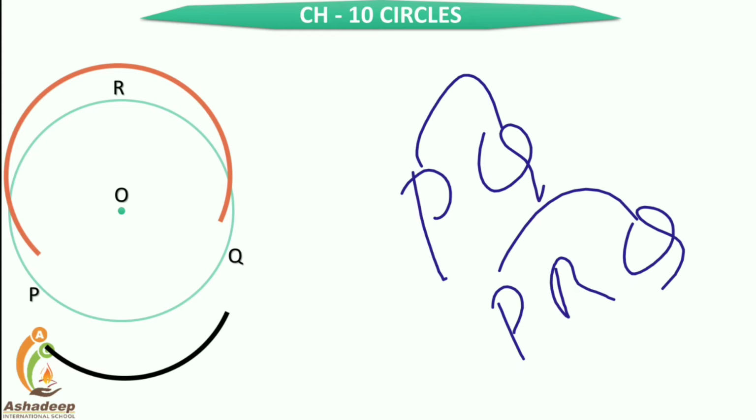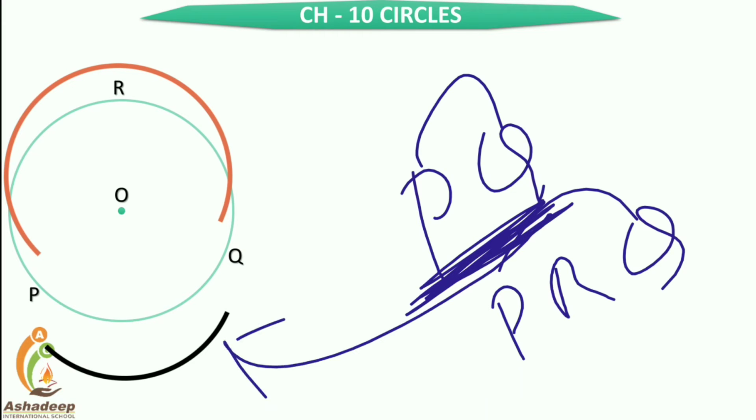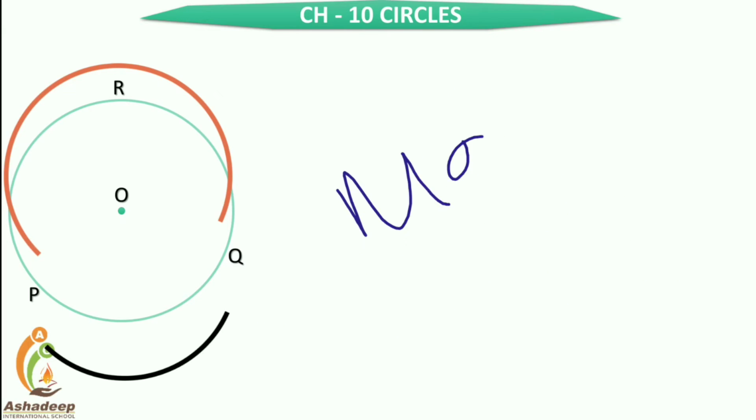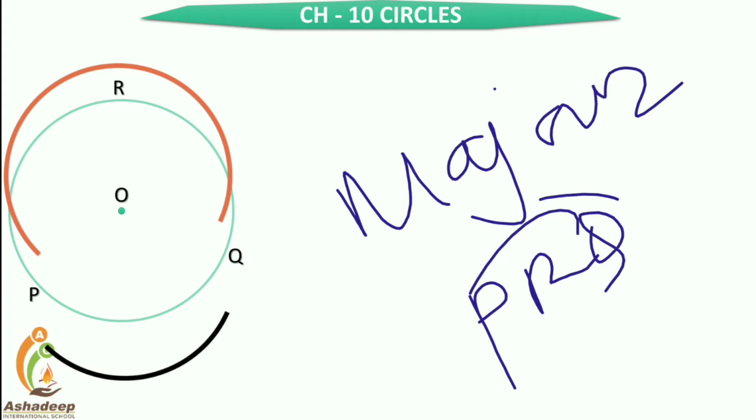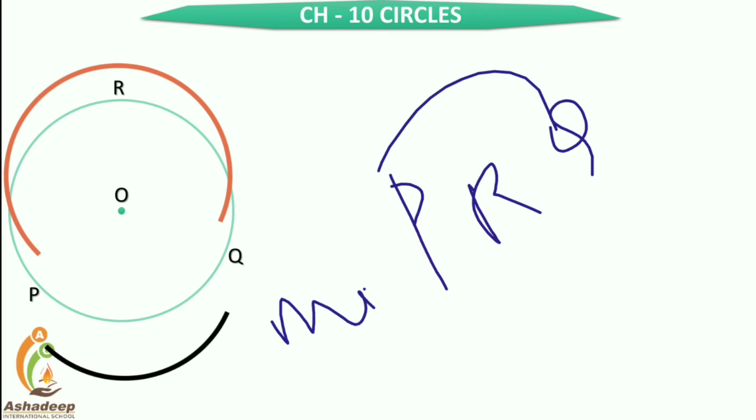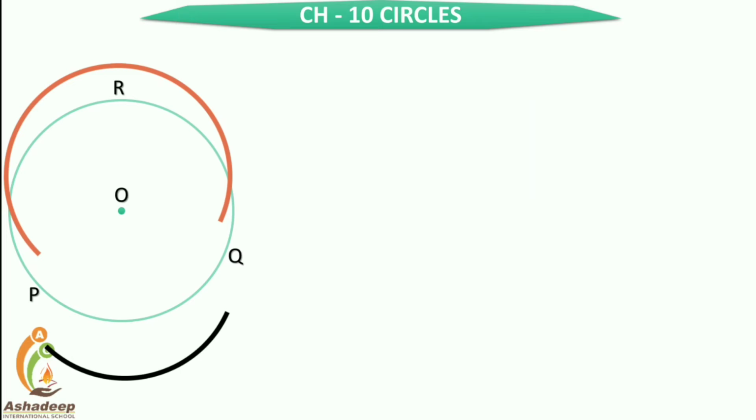If it just says arc PQ, it is by default a minor arc, and if it says minor arc PQ, then it is also the minor arc. But for the major arc they must tell that it is a major arc. If it says major arc PRQ, then it is the major arc, but if it just says arc PRQ, then it is the minor arc. If there is nothing mentioned, then it is by default the minor arc.